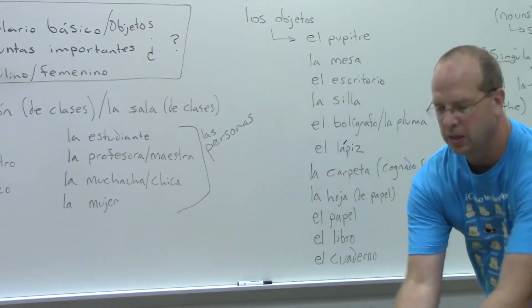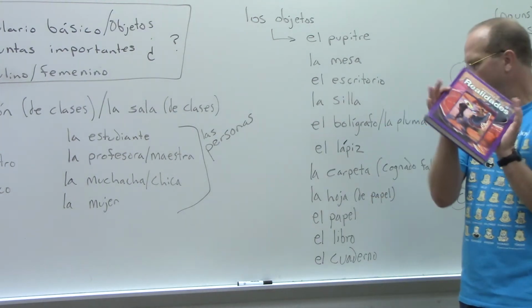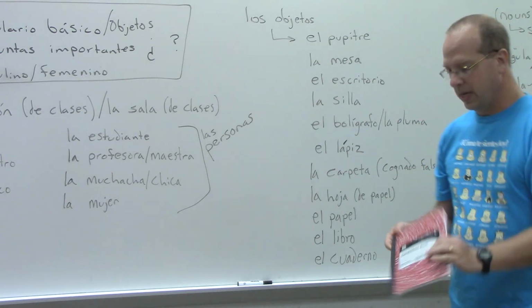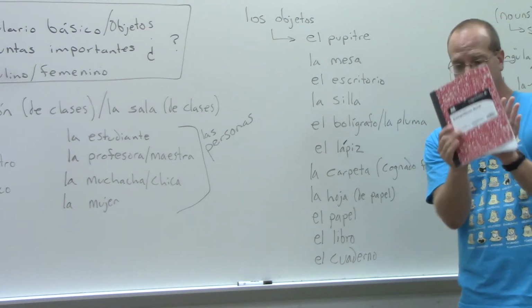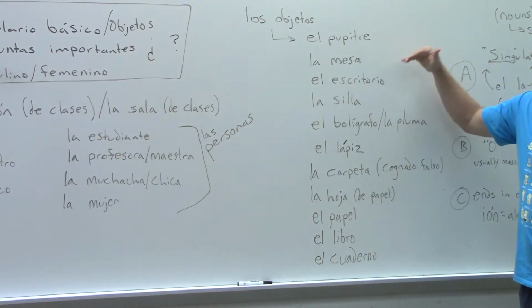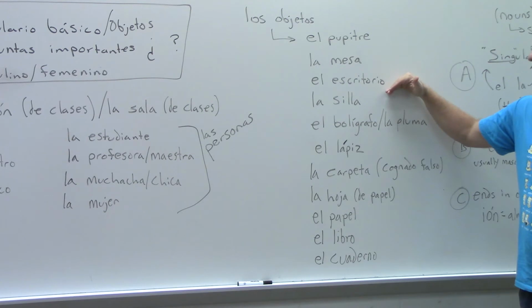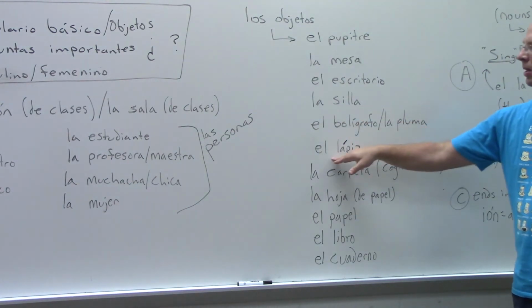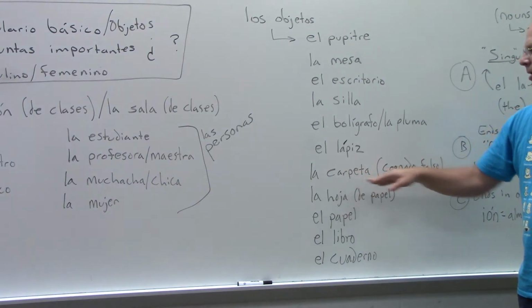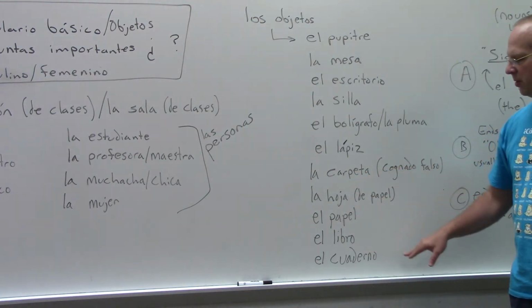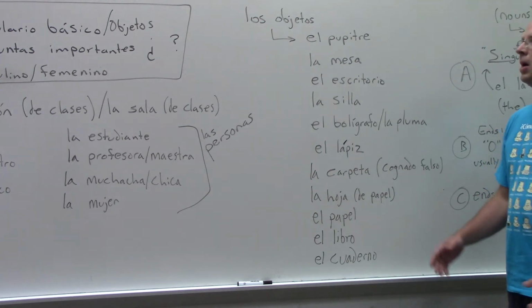Then we have el libro. I know you already know this, but I'm going to go over it again. El libro. And finalmente, el cuaderno. El pupitre, la mesa, el escritorio, la silla, el bolígrafo, that is an accent, la pluma, el lápiz, la carpeta, la hoja de papel, el libro, el cuaderno.